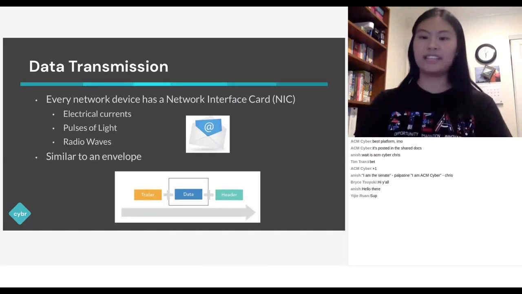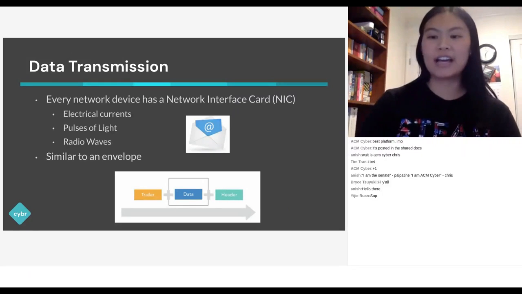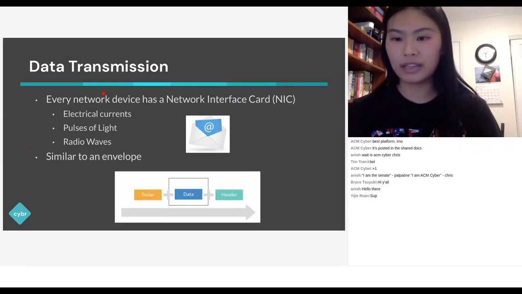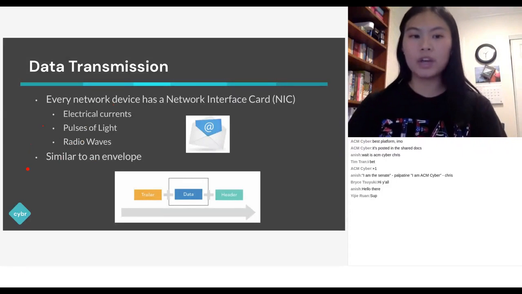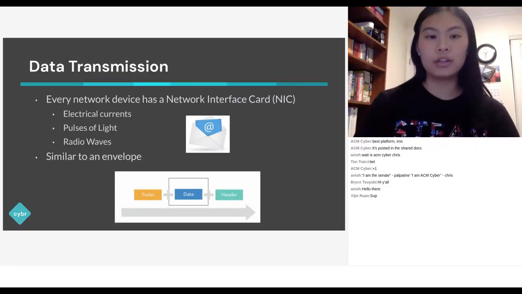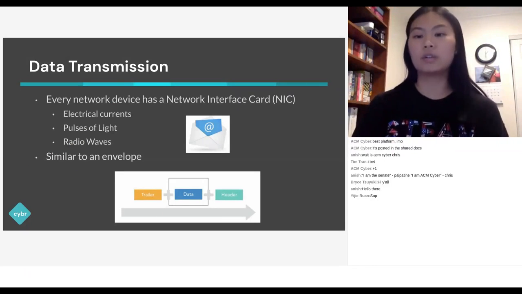All right, data transmission. So every network device has what's called a network interface card, or NIC, right? And what it does is it makes it possible to connect your device to a network. Examples of signals are electrical currents, pulses of light, and radio waves. Depending on the medium used to transmit the signal, for example, if you're using an unshielded twisted pair, the NIC will transform the data into electrical currents.